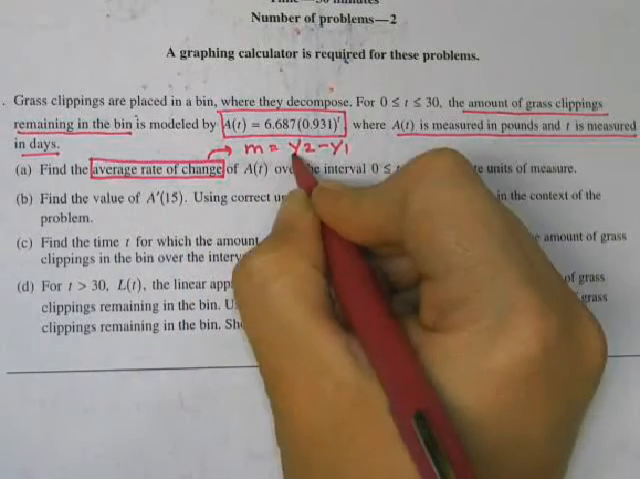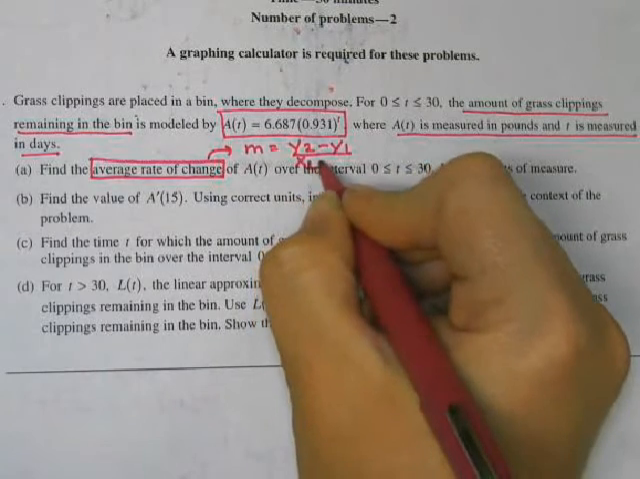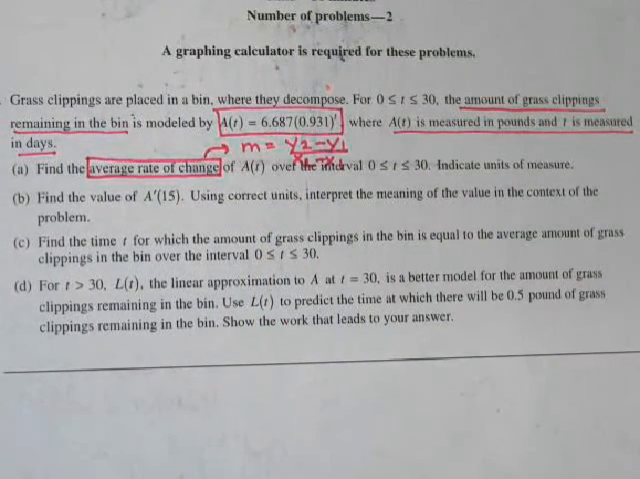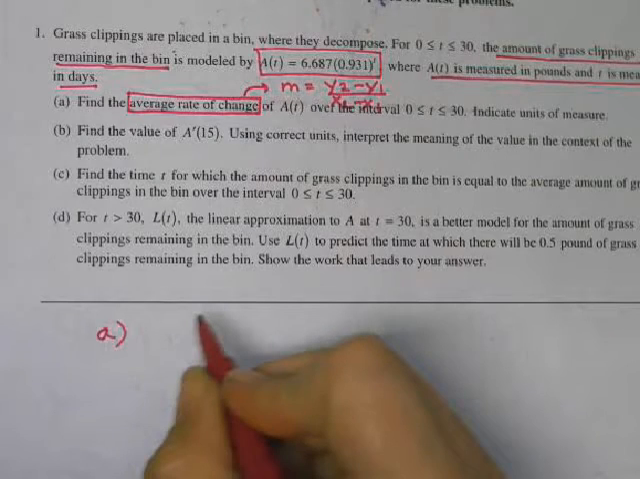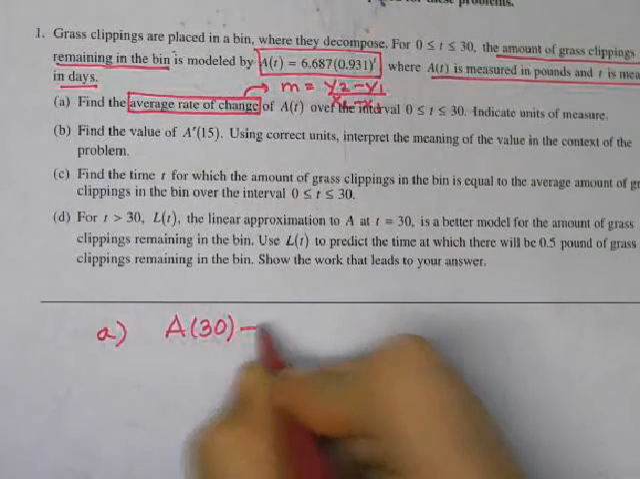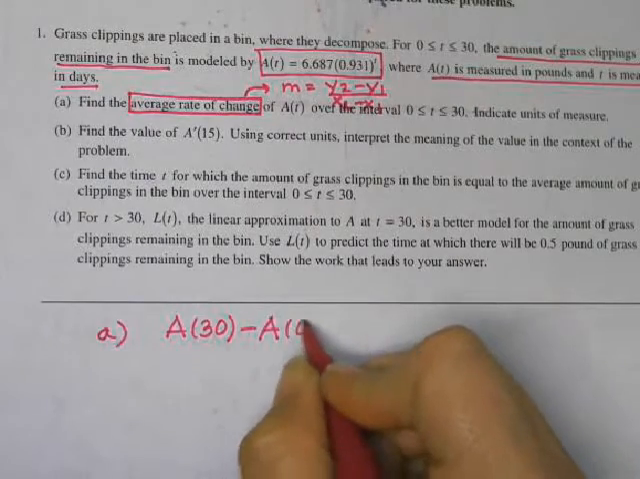So before we can use L of t, we need to find L of t. So we gotta know what that means. The linear approximation to A at 30 means the tangent line to A at 30. We got to write an equation for the tangent line, right, is what this amounts to. And remember, to write the equation for a tangent line, we're going to do point-slope, which means we need a point and the slope.